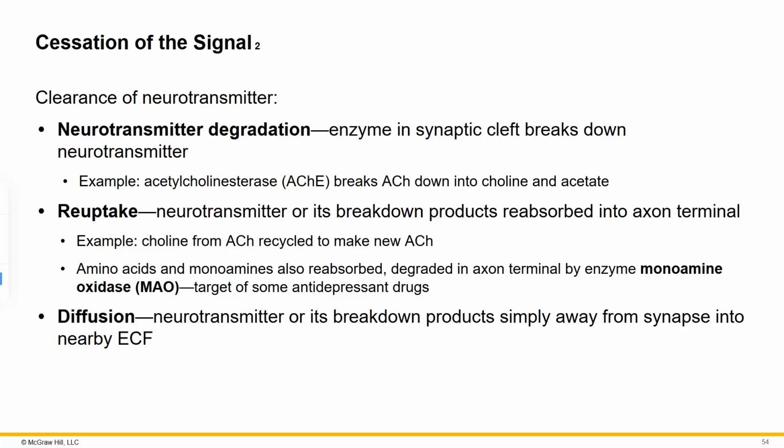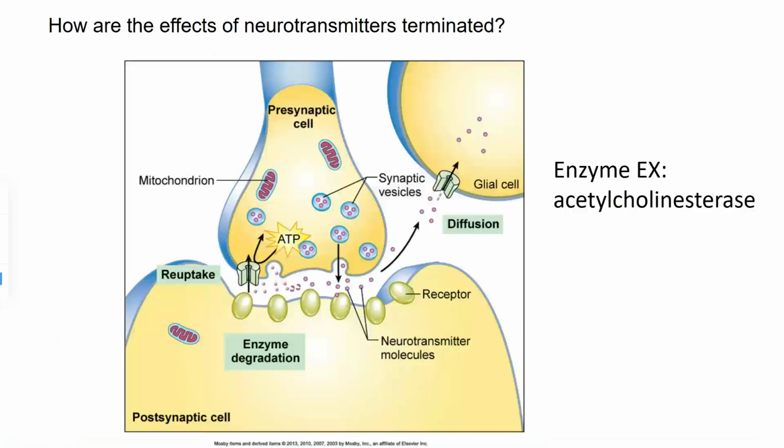Diffusion: the neurotransmitter or its breakdown products simply diffuse away from the synapse into nearby extracellular fluid. So here you can see those processes happening. Reuptake, where it's reabsorbed by the presynaptic axon. Enzyme degradation, where enzymes just break it apart. For example, acetylcholinesterase is an enzyme that can break down acetylcholine. And diffusion, where sometimes these things just diffuse away.